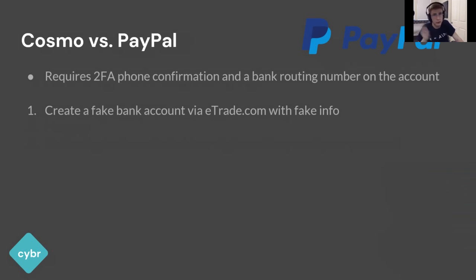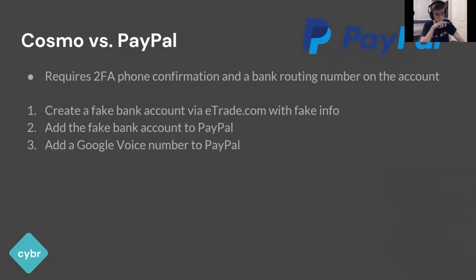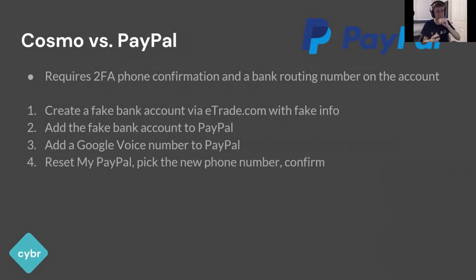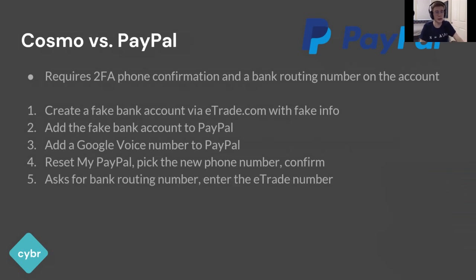If you sign up for eTrade, which by the way is free, they will give you a virtual bank account with a routing number. You add the fake bank account to PayPal, usually over the phone. You add a Google Voice number to PayPal, a new phone number, and a new bank account to the account. Then when you go to reset your password, you just pick the new phone number and confirm it. It will send the 2FA to the phone number you just added. Then it asks for the bank routing number, and you enter the eTrade number that you just created, and it requests you to set a new password. You type in the new password, and you hijack the account. Done. Literally, right?